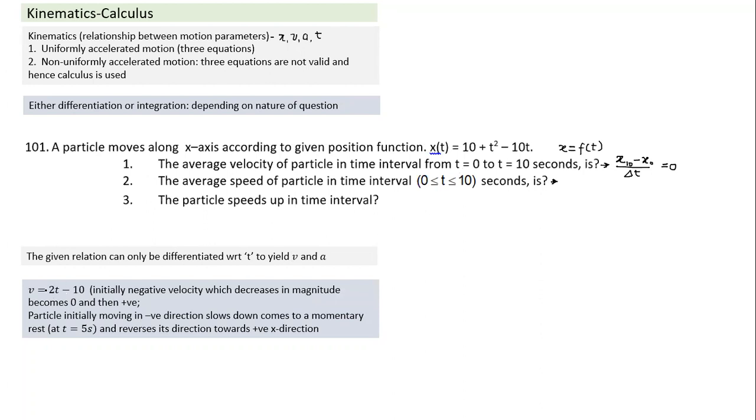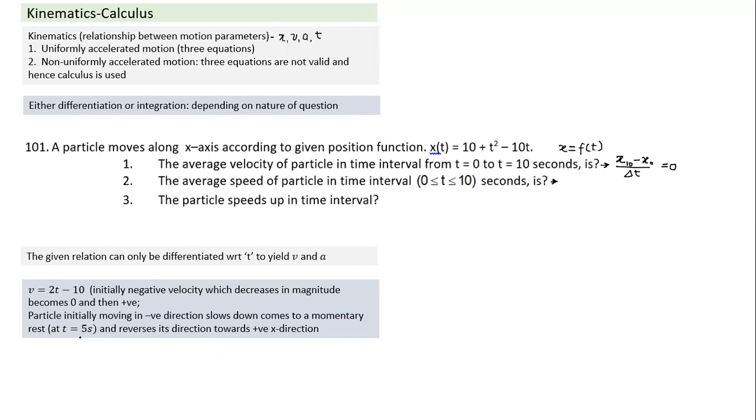It gives an idea about how the velocity is: initially the velocity is negative, which decreases in magnitude. It becomes 0 at t equal to 5 seconds, and it becomes positive afterwards. So initially it is moving in the negative direction until 5 seconds, and then starts moving in the positive direction. This equation gives me a better idea. So the particle is initially moving in the negative direction, slows down, comes to a momentary rest.